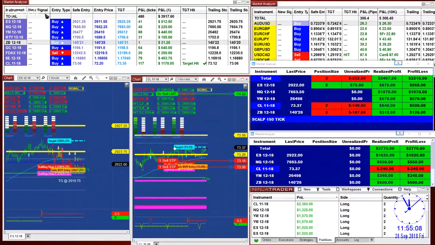You will find the new signals here on the first column. You will see the signals coming here. So keep your eye on this one here. We're about to have a new signal, and I'll be right back. Thank you.